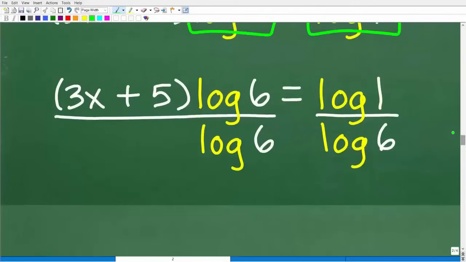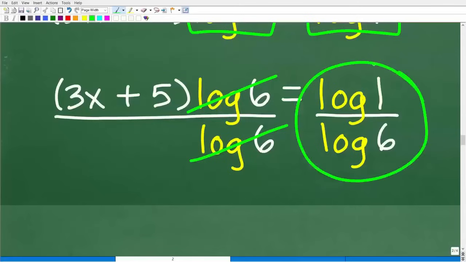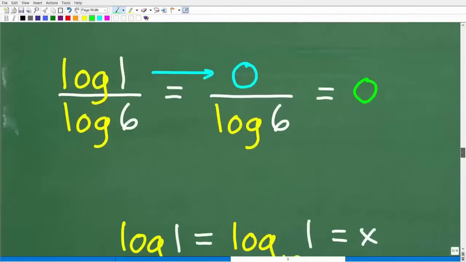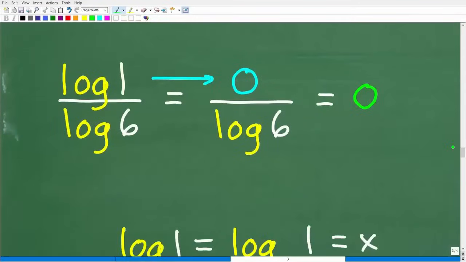All right, so when we do this, I have 3x plus 5 times log 6 is equal to log 1, and we'll divide both sides of the equation by log 6. And this is going to be nice because log 6 divided by log 6 is 1. So now we just have to figure out what this is equal to. Well, we have log 1 divided by log 6, so we can go into our calculator, but there are some values of logarithms that you need to know.